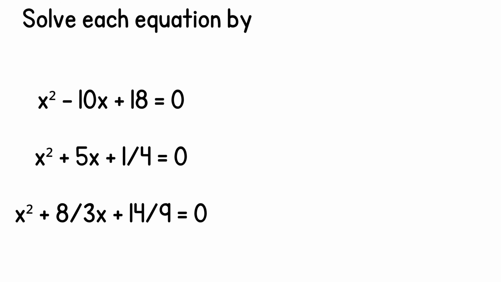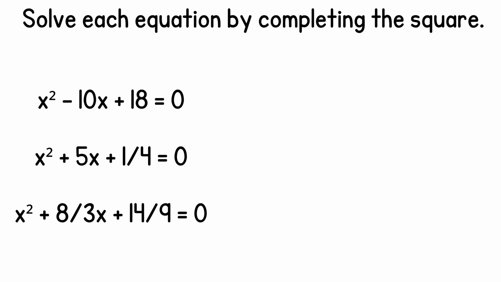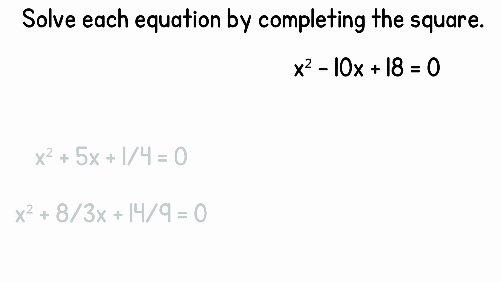In our last example, we're going to solve each equation by completing the square. We'll start with our first equation of x squared minus 10x plus 18 equals 0. First, we need to make sure that our constant is on the right side, so we'll subtract 18 from each side. This gives us x squared minus 10x equals negative 18.